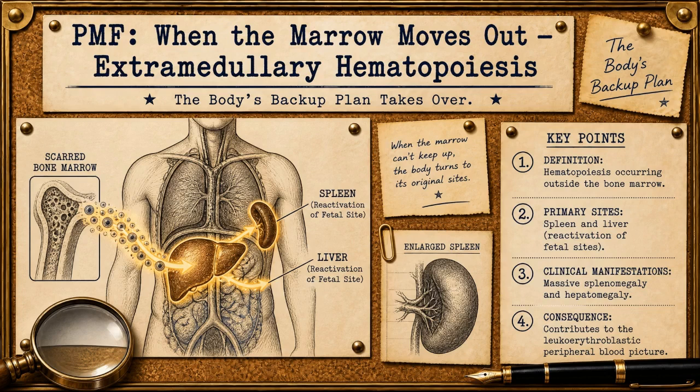The fibrotic bone marrow can no longer effectively produce blood cells, leading to cytopenias. From our perspective as histotechs, extramedullary hematopoiesis has a direct consequence on what we see in the peripheral blood. It contributes significantly to the leukoerythroblastic picture. With that, we conclude our deep dive into MPNs. Next, we'll transition to myelodysplastic syndromes, which present a different, but equally fascinating, set of challenges.